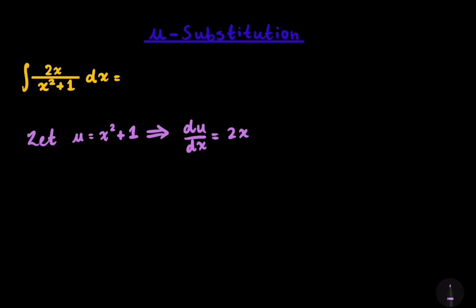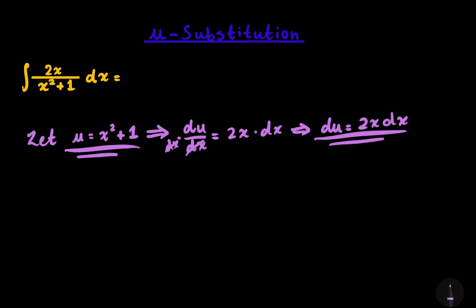Now, what can we also do? We can also multiply both sides of this by dx. It's not very formal, but it's a good intuition. We can think of multiplying both sides by this differential, and then the dx's will cancel out, and we ultimately end up with du is equal to 2x dx. And so now we have these different relations. We have u is equal to x squared plus 1, and du is equal to 2x dx.